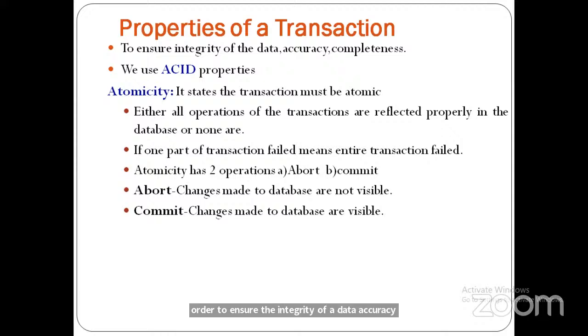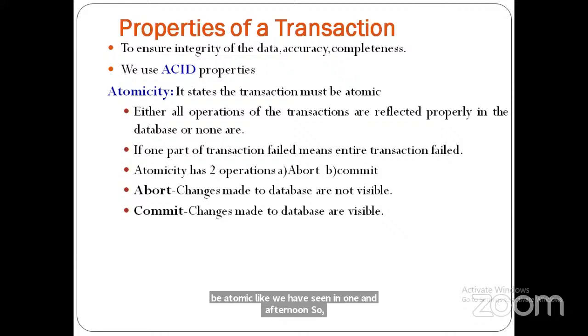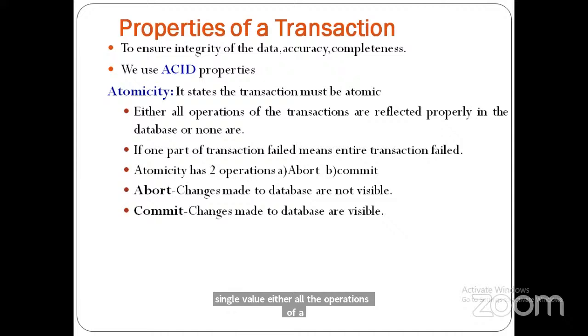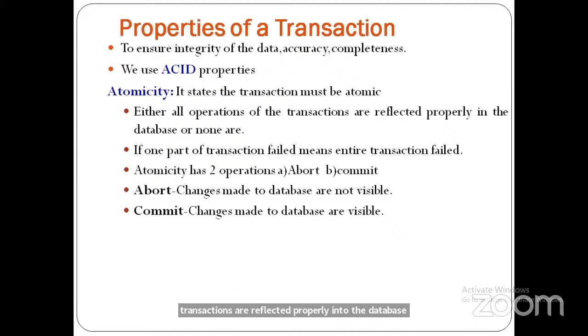Atomicity states that the transaction should be atomic, like we have seen in 1NF, no? So whatever the states while doing the transactions, it should be atomic. It should have a single value. Either all the operations of a transaction are reflected properly in the database or not. What does this statement mean? If we are doing any transaction, it should be completely done or it should not be done. If a part of the transaction fails, the entire transaction will fail.